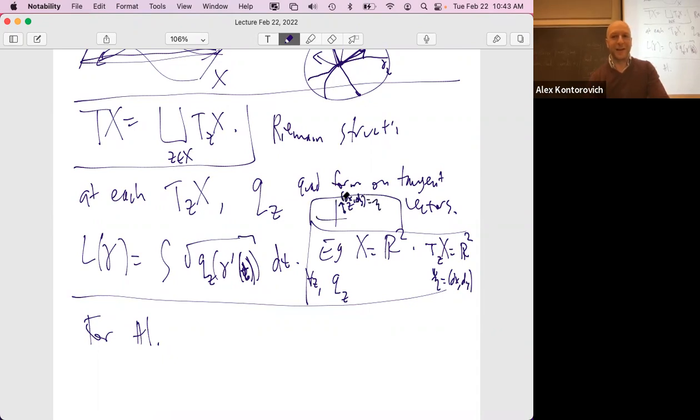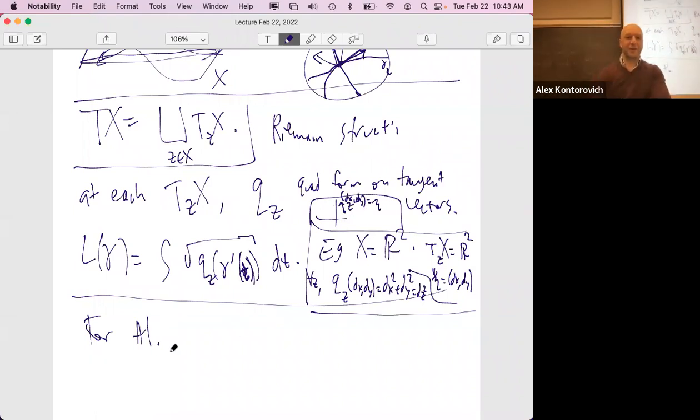Or you can call it eta if we like. And then the quadratic form of dx dy is dx squared plus dy squared. And that's what people call dz squared. It's just the Euclidean quadratic form. It actually doesn't depend on the value of z.